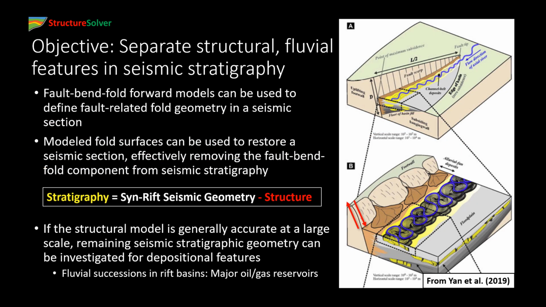Since the computed model surfaces represent the expected geometry for fault-related folding, we can restore the Syn-Rift seismic section based on these model surfaces to back out most of the fault and fold-related geometry from the seismically imaged horizons. In locations where the structural model generally matches the seismically imaged fold geometry at the basin scale, the restored seismic horizons will be largely horizontal. Any remaining smaller scale deviations from horizontal in the restored seismic image may then represent sedimentary features such as fluvial successions, or features that are unrelated to fault-bend fold geometry.